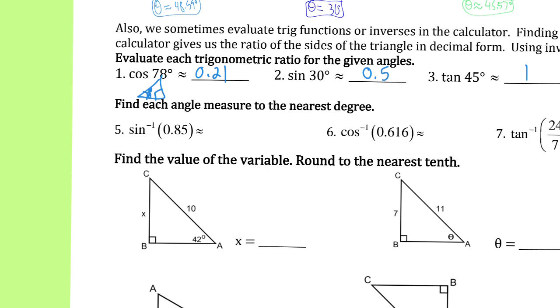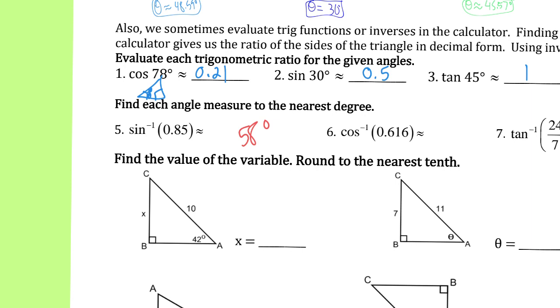Okay, and so if you literally do second sine and do the inverse sine of 0.85, it's going to give you the degree whose sine value is 0.85. It says give it to the nearest degree, so this would be 58 degrees. If you do inverse cosine or inverse sine or inverse tangent, you're going to get an angle.